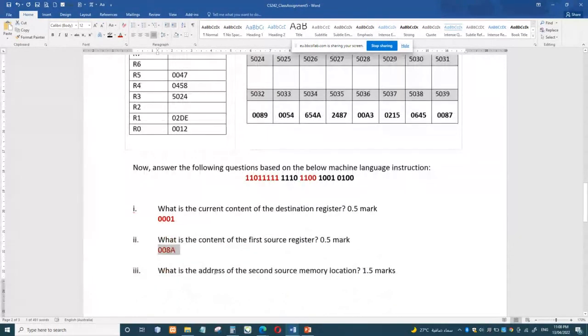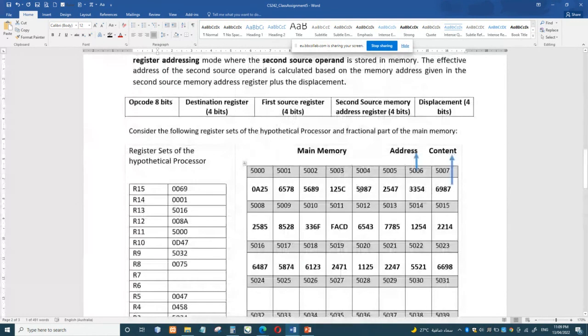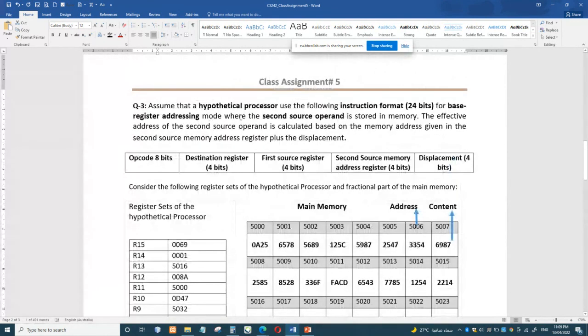And then what is the address of the second source memory location? The second source memory location is given in the instruction. No, the memory location. Second source memory location, that means your second operand. Where is your second operand? It is in the main memory. We have already specified that. The second source operand is stored in memory.